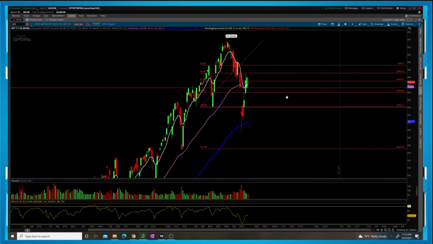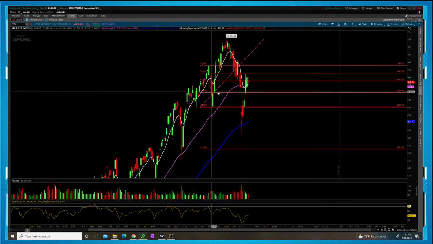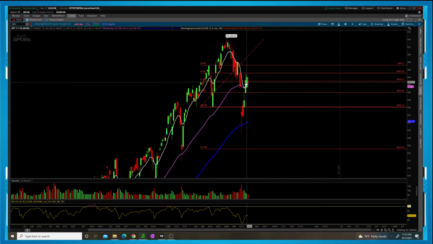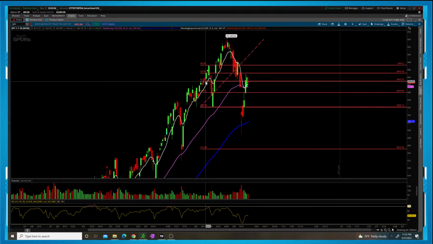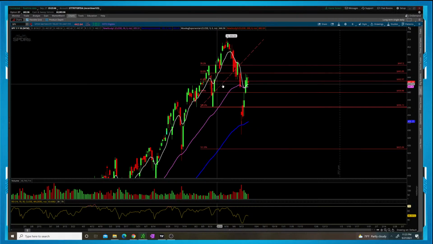Once we broke this 78% Fibonacci level right here, let me delete this line as well, we were able to test the next level, which is 61.8%. And remember how I told y'all 61.8% is one of the key levels that we like to keep an eye on. So we're consolidating right here.